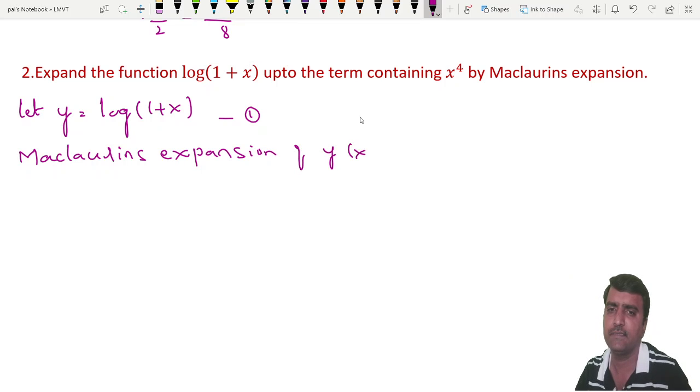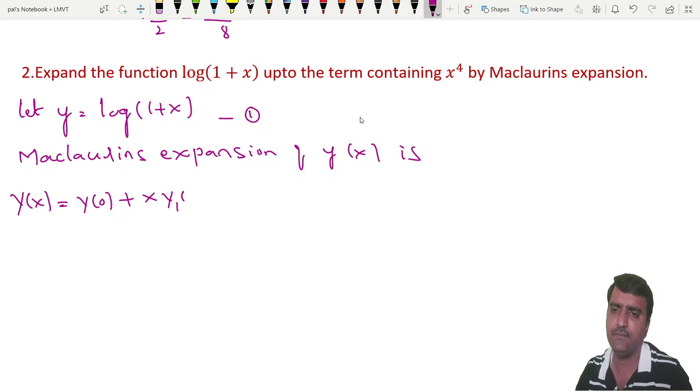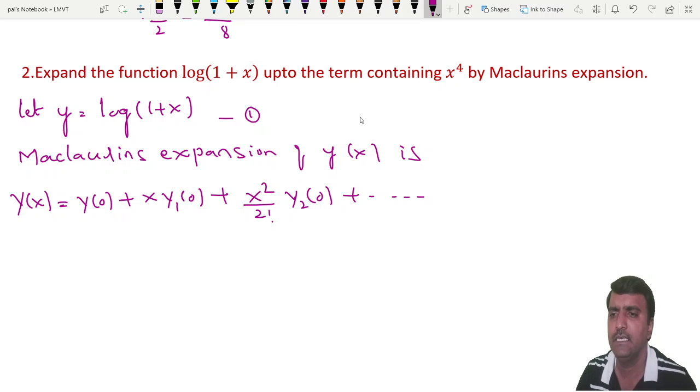of y of x is y of x is equal to y of 0 plus x into y1 of 0 plus x square by 2 factorial into y2 of 0 plus, it continues like that. So we need to find y of 0, y1 of 0, y2 of 0, all those values, and finally substitute that up to the term x to the power 4 by 4 factorial into y4 of 0.